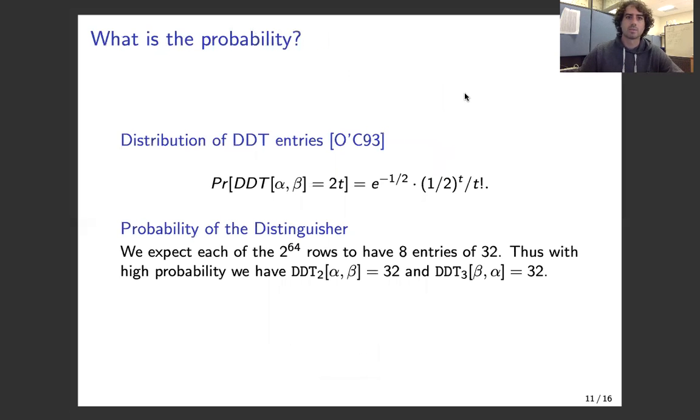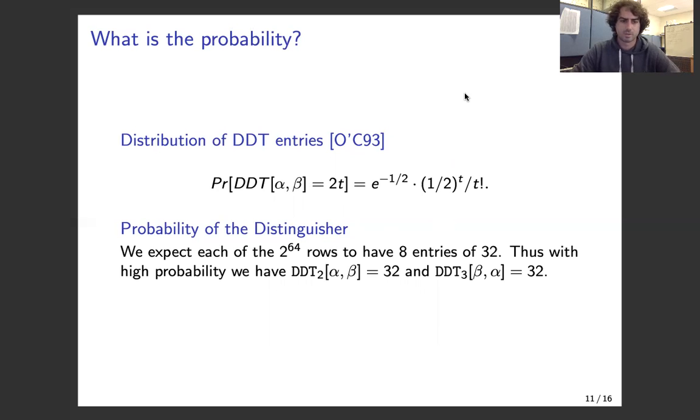Now, if we want to say something about the DDT, then we should look at how the distribution of the entries of the DDT behaves. And luckily for us, O'Connor did that in '93 and came up with this distribution. What is left to do is to compute if we can have this event that DDT2 alpha goes to beta with a high value, and beta goes to alpha with a high value in DDT3.